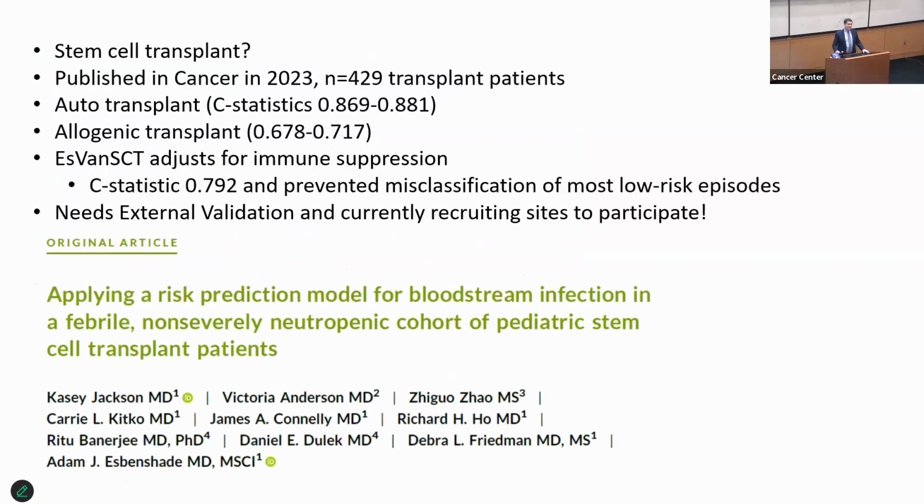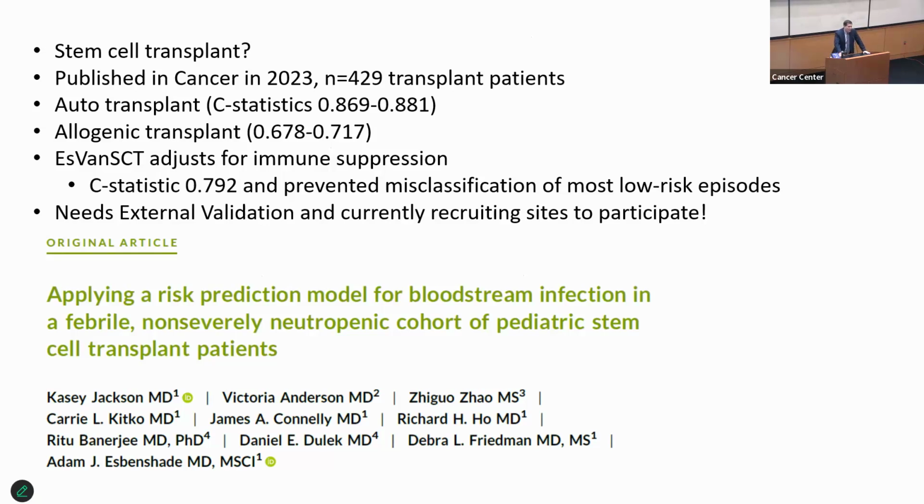So then the question about stem cell transplant is, we found that the model doesn't work great for allogeneic stem cell transplant in particular. This was published in Cancer in 2023. We did an allo-based model, and we actually found that for auto transplant, it really works great. And so it holds up pretty much across the board. But for allo transplant, it was a little bit lower, 0.678, so that was the first time I was really going below 0.7 in discrimination.